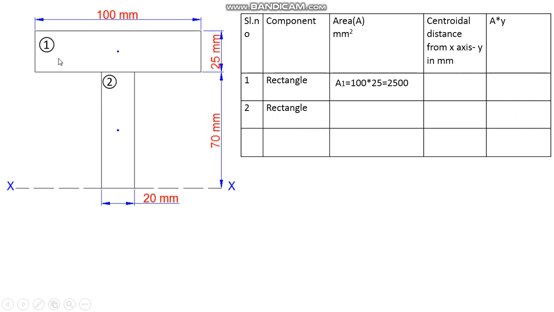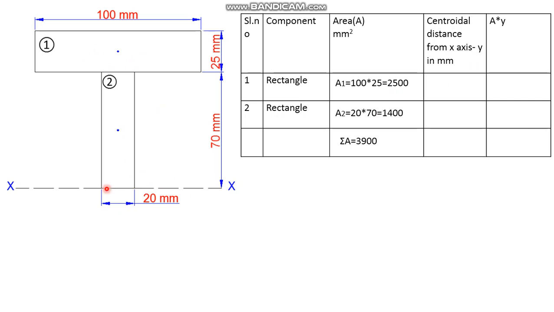Then area 1 is 100 mm into 25 mm, so you will get area as 2500 mm square. Then area 2 is 20 mm into 70 mm, so you will get 1400 mm square. Then the total area, adding these two areas, 2500 plus 1400, you will get 3900 mm square.